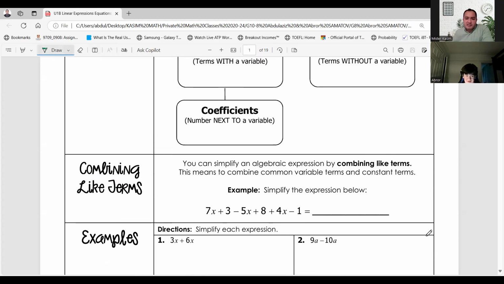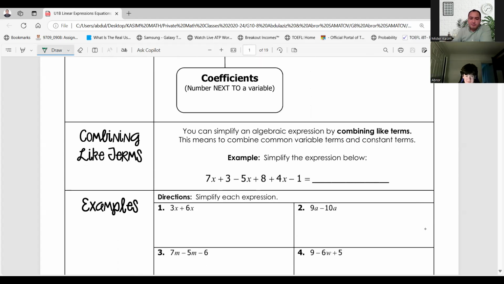Okay, simple. Let's simplify, starting with the example. 7x plus 3 minus 5x plus 8 plus 4x minus 1 equals what? 5 seconds. 1, 2, 3, 4, 5.